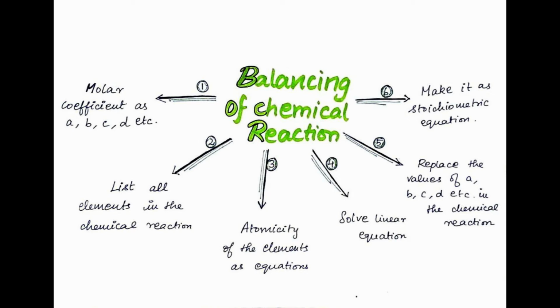So now let's see what are the steps involved in balancing a chemical reaction. First, mention the molar coefficients as A, B, C, D, etc. Second, list all elements in the chemical reaction. Third, represent the atomicity of the elements as equations. Fourth, solve the linear equations. Fifth, replace the values of A, B, C, D, etc. in the chemical reaction. And sixth, make it a stoichiometric equation.